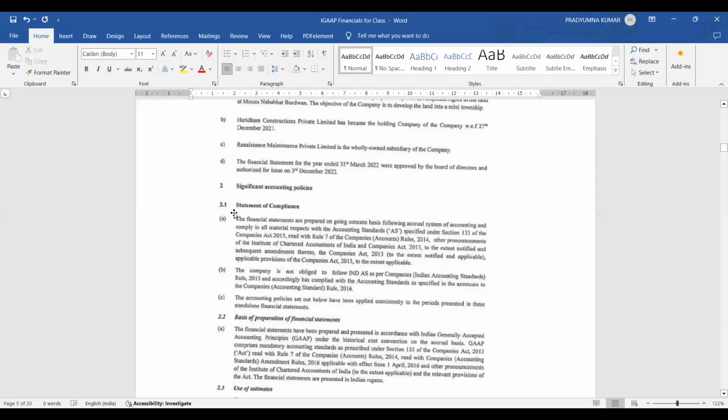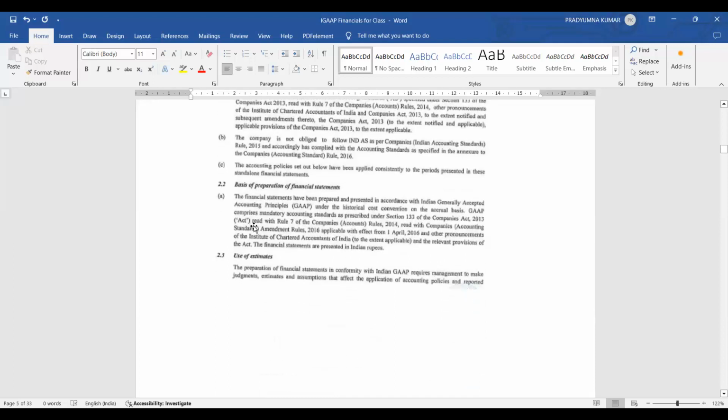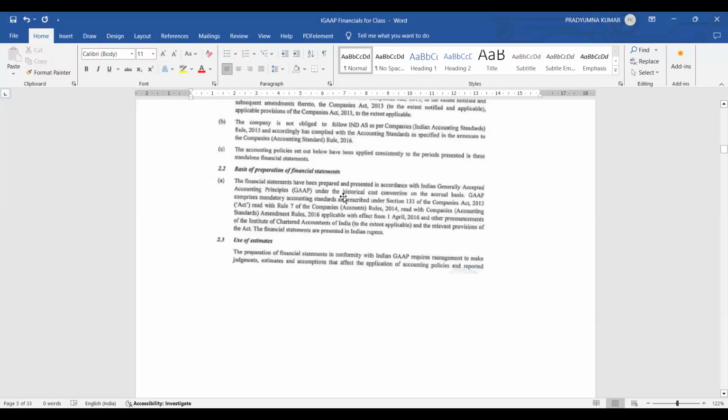See, it started with note number 2.1, statement of compliance, basis of preparation of financial statements. You see here in Raymond's case we have seen Ind AS compliance. Here the financial statements have been prepared and presented in accordance with Indian generally accepted accounting principles under the historic cost convention as per the Institute of Chartered Accountants of India. That means they are saying they have followed the IGAAP process, understand?